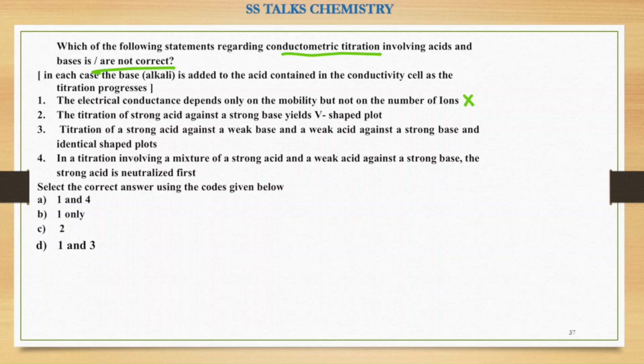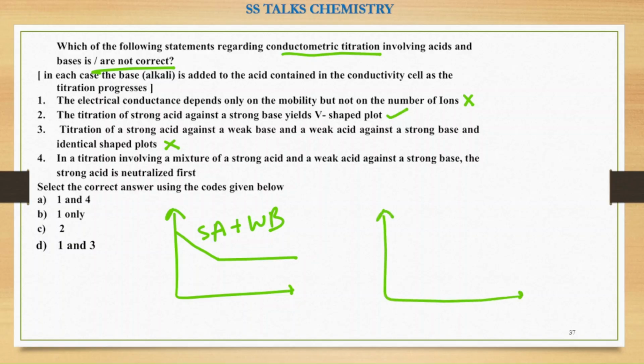Next, the titration of a strong acid and a strong base yields a V-shaped plot. This statement is the correct one. Next, the titration of a strong acid against a weak base, and a weak acid against a strong base, is identical in the shaped plots. How can it be true? For a strong acid, initially you will have the higher conductance and then the plot is going to become like this. This is when you have a strong acid plus a weak base. This type of plot is for a weak acid with a strong base.